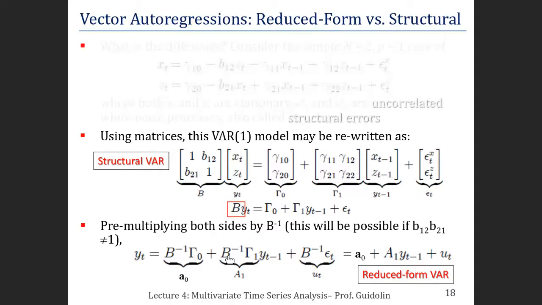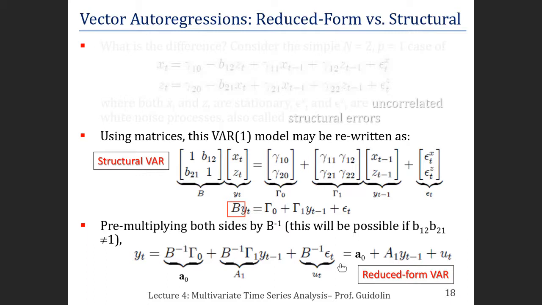Then you have the inverse of B times gamma 1. Now, B is a matrix, the inverse is a matrix. Matrix times matrix is a matrix if the dimensions are right, and they are, because everything is n by n here. So matrix times matrix is a new matrix, and we call this matrix A1.